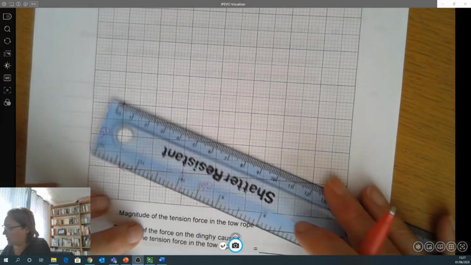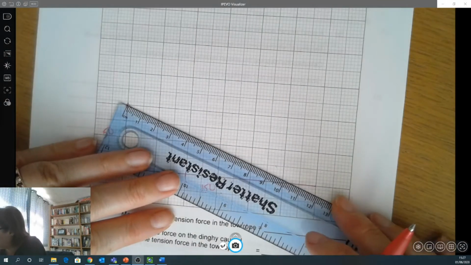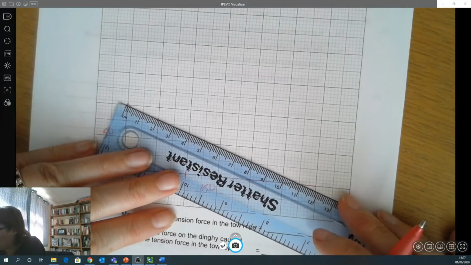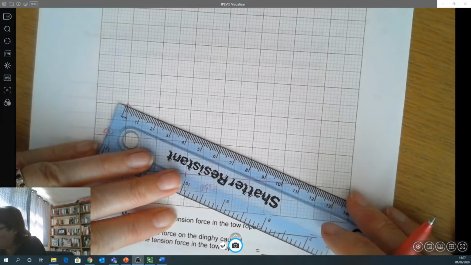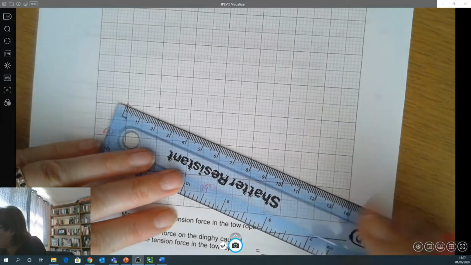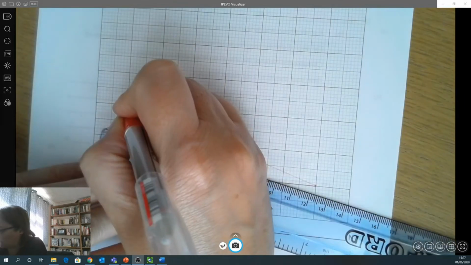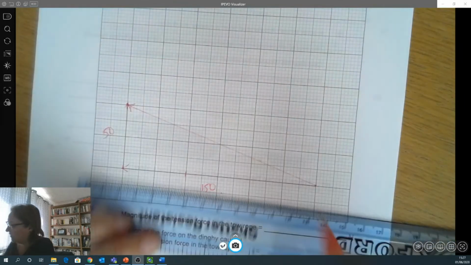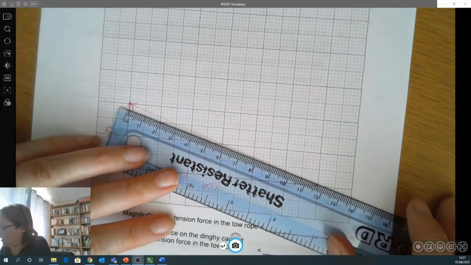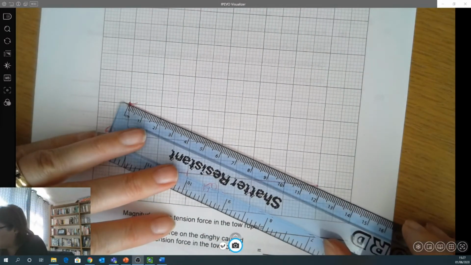I can then measure the resultant force. Note I put arrows on the end of my forces. Always want arrows on the end. So the resultant force is going in that direction there. I can measure that, and we'll all get slightly different measurements.